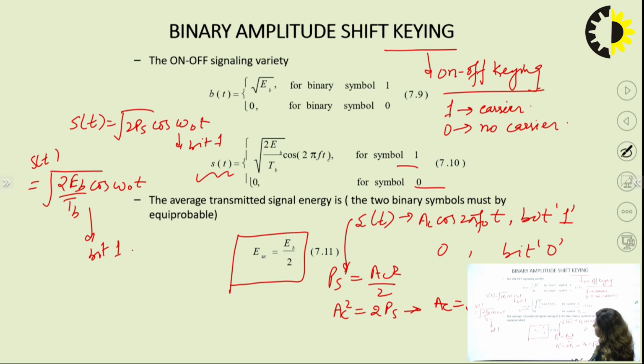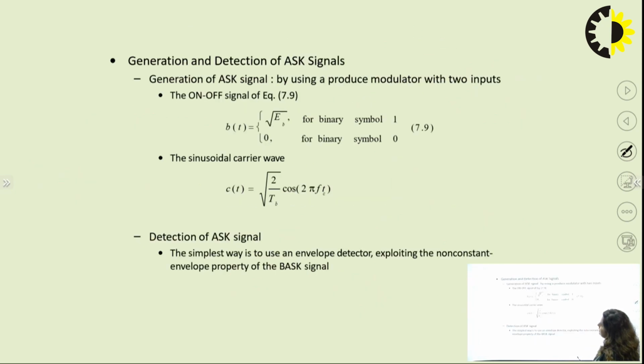So this technique gives you the carrier only at bit 1, and we have no carrier at bit 0. If we go through the generation and detection of the ASK signal, generation is simple because we use a product modulator. In the product modulator, we give one input as the data stream, which is a pattern of ones and zeros, and this data is to be converted into NRZ-L form, or unipolar NRZ, which is called unipolar non-return to 0.